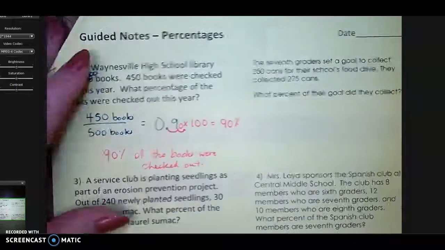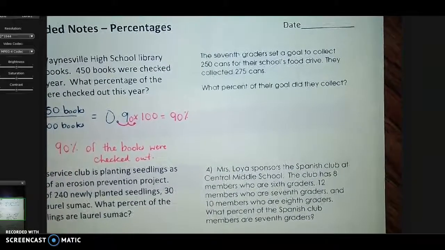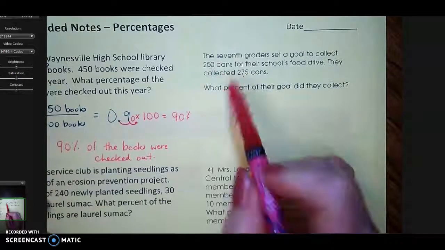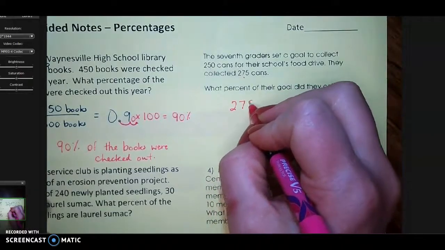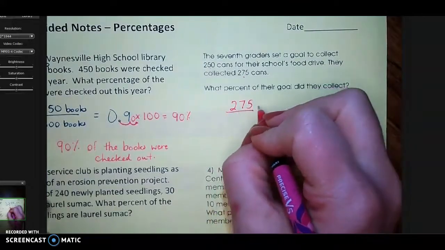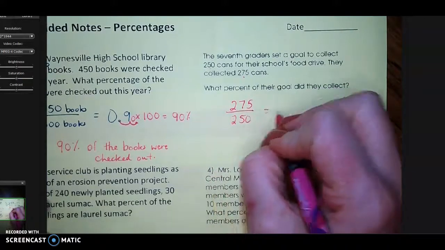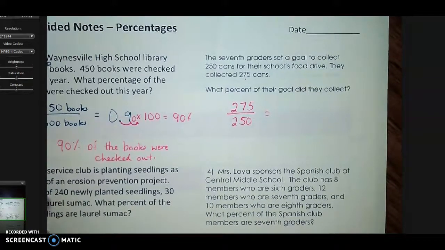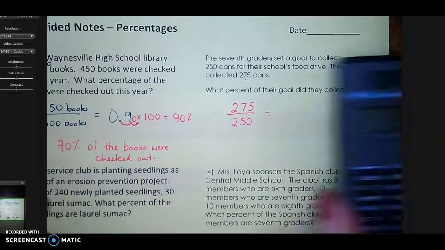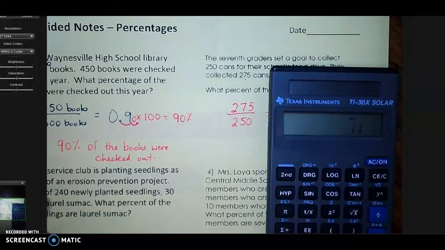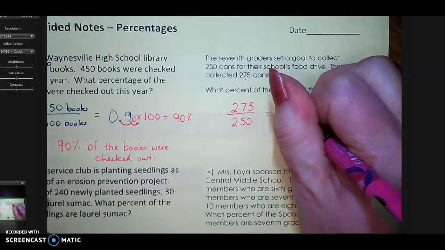Over here we have one that's similar that says the 7th graders set a goal to collect 250 cans for the school's food drive, and they collected 275. Well, if I collected more than I wanted, that means my percent should be greater than 100%. If I collected 275 and my goal was only 250, I've collected more than I needed. So my percent should be more than 100%. So when I do 275 divided by 250, I get 1.1.